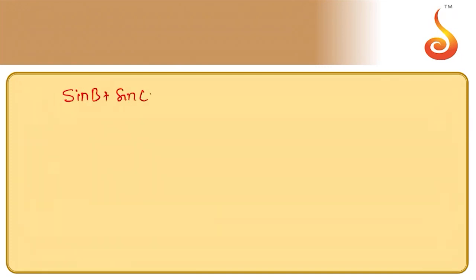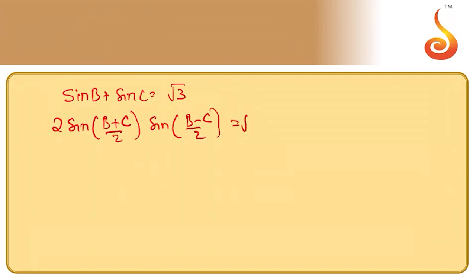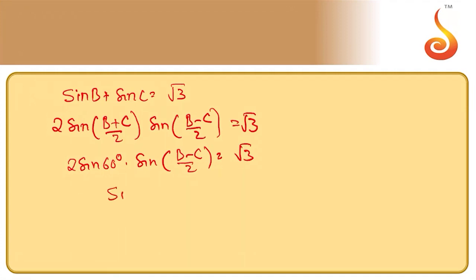Sin B plus sin C is equal to root 3. Sin C plus sin B is 2 sin (B plus C)/2 and sin (B minus C)/2, equal to root 3. So what is B plus C? B plus C is nothing but 120. So we get 2 sin 60 degrees into sin (B minus C)/2 is equal to root 3. Sin 60 is root 3 by 2, so root 3 cancels. We get sin (B minus C)/2 is equal to 1.